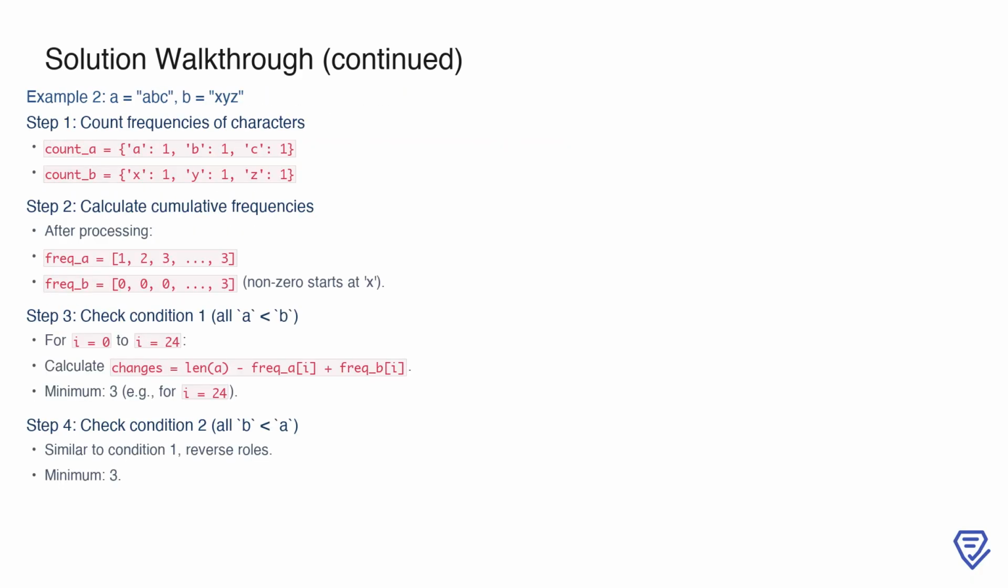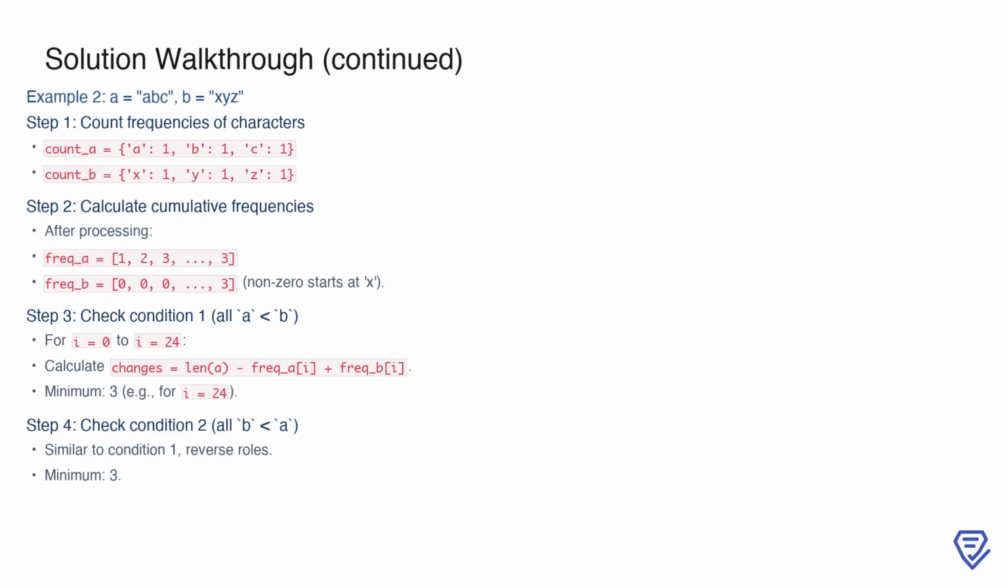In the second example, with A equals ABC and B equals XYZ, we follow the same steps. First, we count the character frequencies. For A, we have count_A equals a:1, b:1, c:1, indicating one occurrence of each letter. For B, we get count_B equals x:1, y:1, z:1. Next, we compute the cumulative frequencies. For frequency_A, the cumulative counts grow to 1, 2, 3, 3, reflecting the 3 characters in A. For frequency_B, the cumulative frequencies are 0, 0, 0, 3, with non-zero values starting at X.